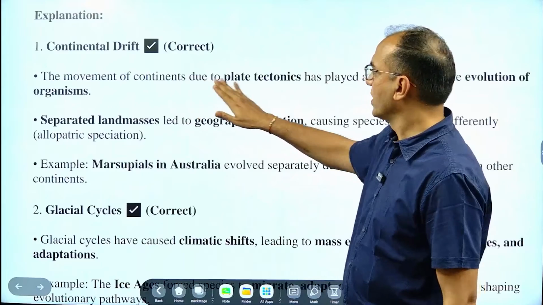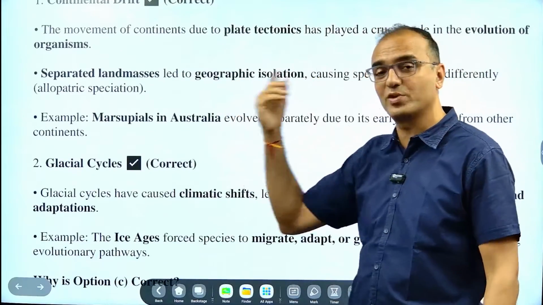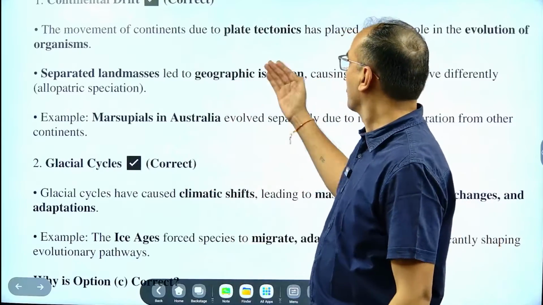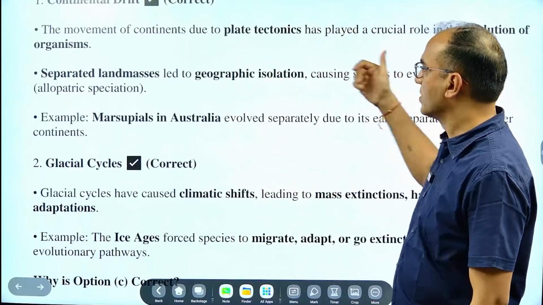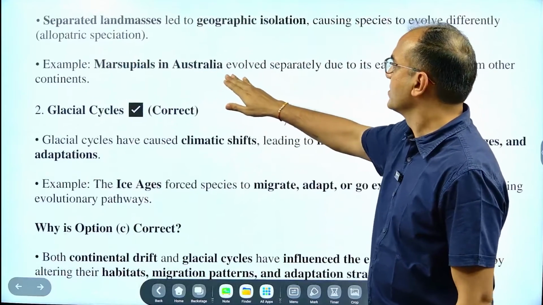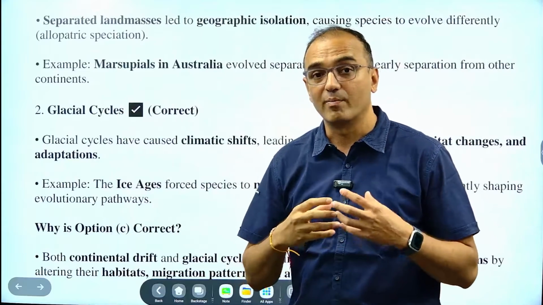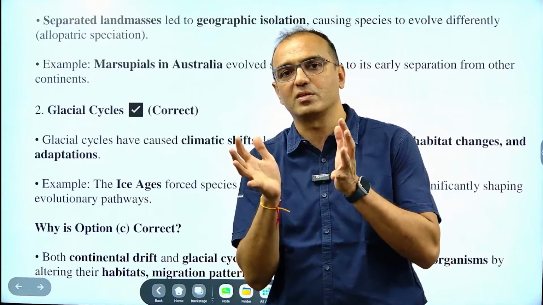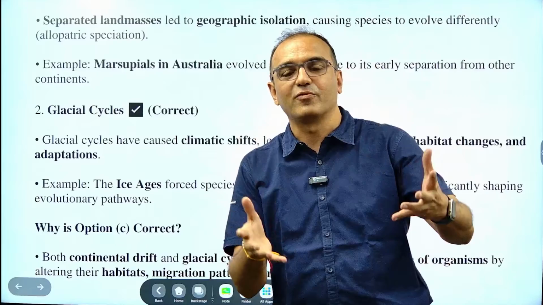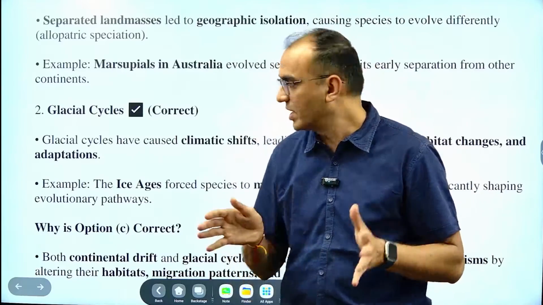Movement of continents due to plate tectonics, evolution of organisms, separated land masses, geographical isolation. That is the term that Darwin used: geographical isolation, species evolving separately. That is called allopatric speciation. An example is marsupials in Australia, which evolved separately due to their early separation from other continents. Marsupials are a very particular species. Like we know kangaroos, right? They are present only in Australia. You don't find kangaroos anywhere else, right?